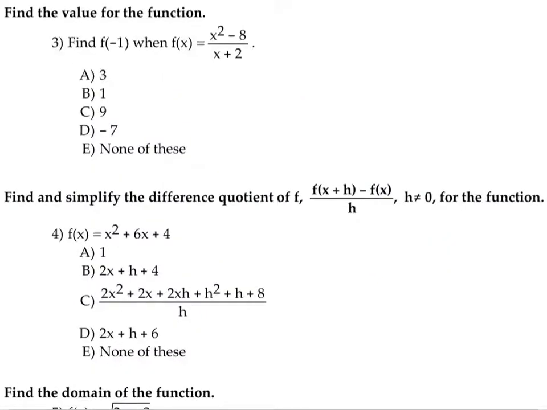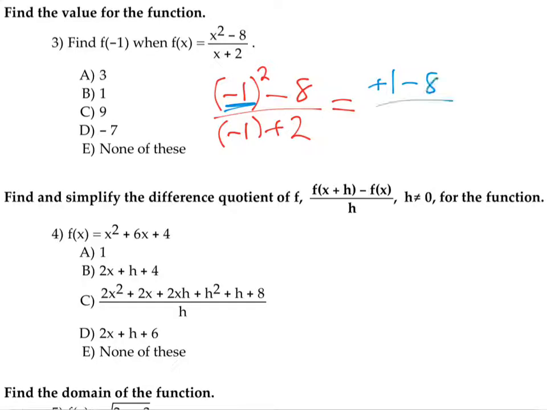All right. Number 3, find f of negative 1. That's pretty easy, right? Can you do that real quick? All right, so we just plug in negative 1. And remember, whenever you plug into a function, you want to put parentheses around what you're plugging in. And so negative 1 squared is positive 1. Negative 1 plus 2, so this is going to be what? Minus 7 over 1. Minus 7? Good there?